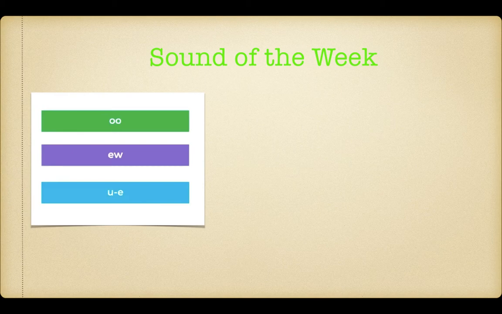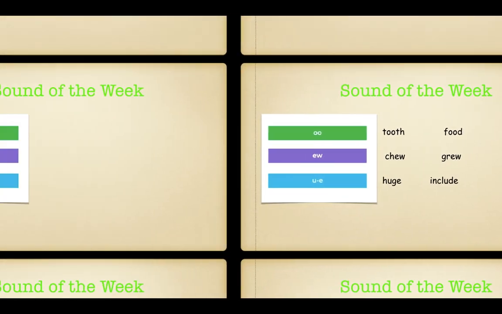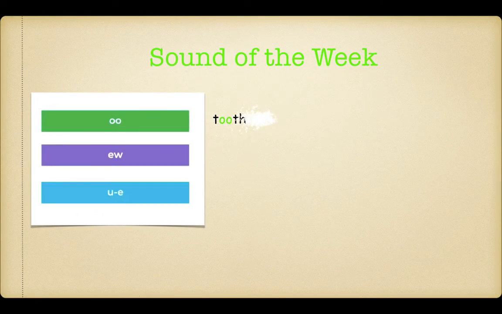With oo we have the grapheme oo and the grapheme ew and the split digraph ue. And our words are tooth and food. And the second group, chew and grew. And finally, the third group of words, huge and include. So let's have a look at what this looks like when we show the sounds in the words.